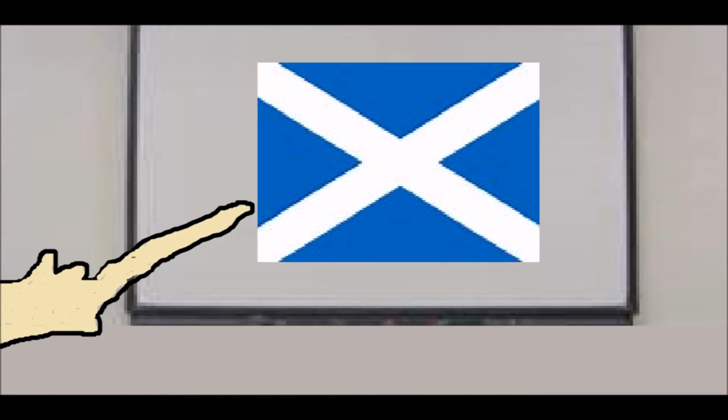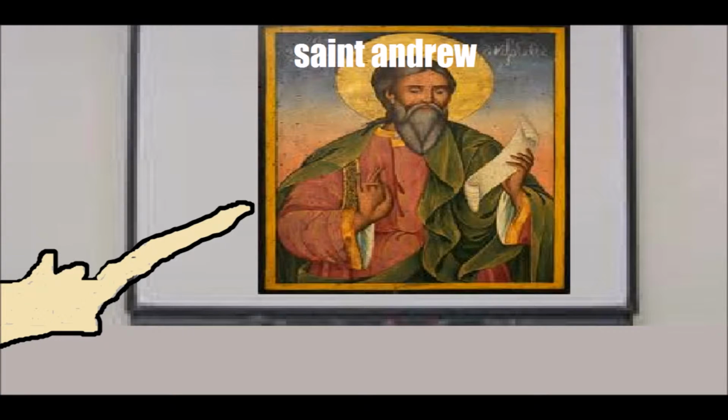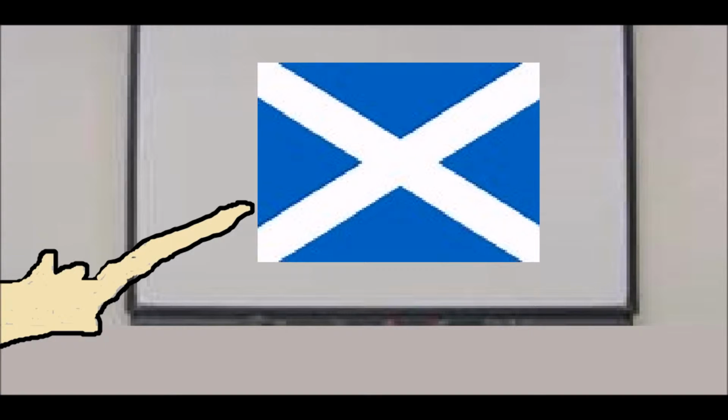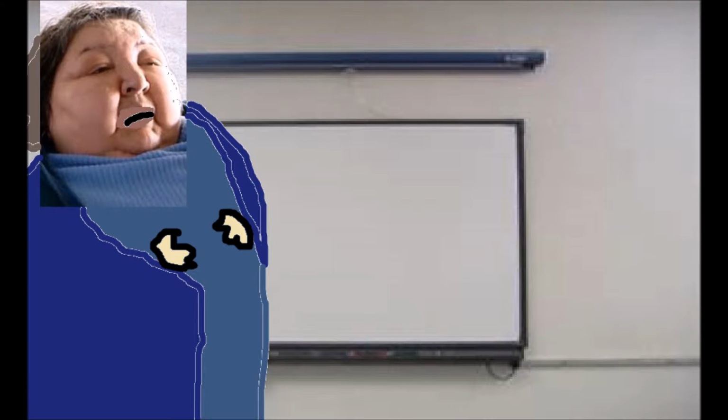This is the Scottish flag. The flag of Scotland is a white X-shaped cross, which represents the cross of the patron saint of Scotland, Saint Andrew, on a blue field. The flag is called the Saltire or the Saint Andrew's Cross.